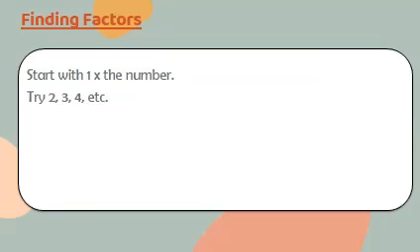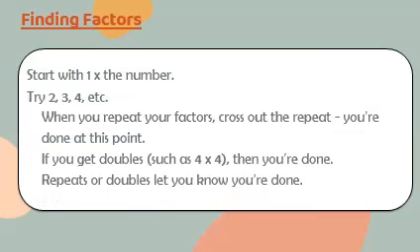Now, to find the factors, you start with 1 times the number. Then try the 2. If it didn't work, you go for the 3. If it didn't work, you go for the 4 and so on in order to list all the factors. When you repeat your factors, then you are done. For example, if you have 6 times 7, then 7 times 6. If you repeat the factors, you stop. And if you get doubles, such as 4 times 4 or 3 times 3, then you are done. So repeats or doubles let you know that you are done.